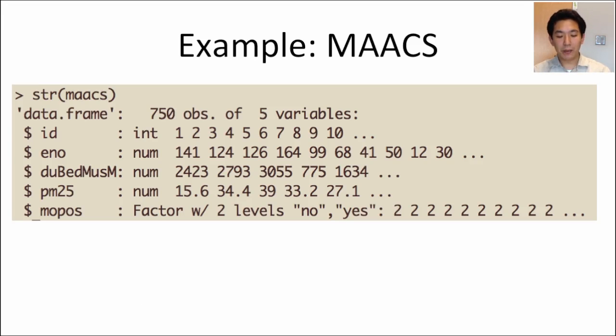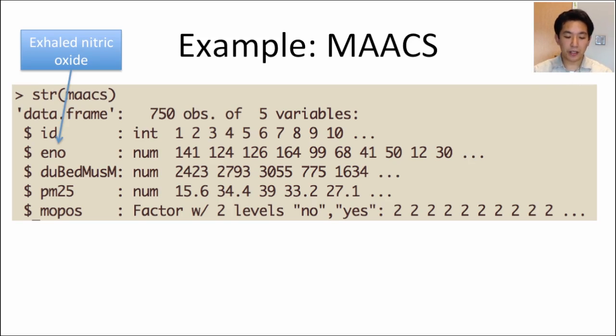So here's a little bit of the MAACS data. You can see that there are 750 observations, and I've just put 5 variables here for the sake of demonstration. One is the ID variable. The second one is the ENO, or exhaled nitric oxide, which is a measurement that roughly corresponds to a level of pulmonary inflammation. So a large value of ENO indicates some pulmonary inflammation.